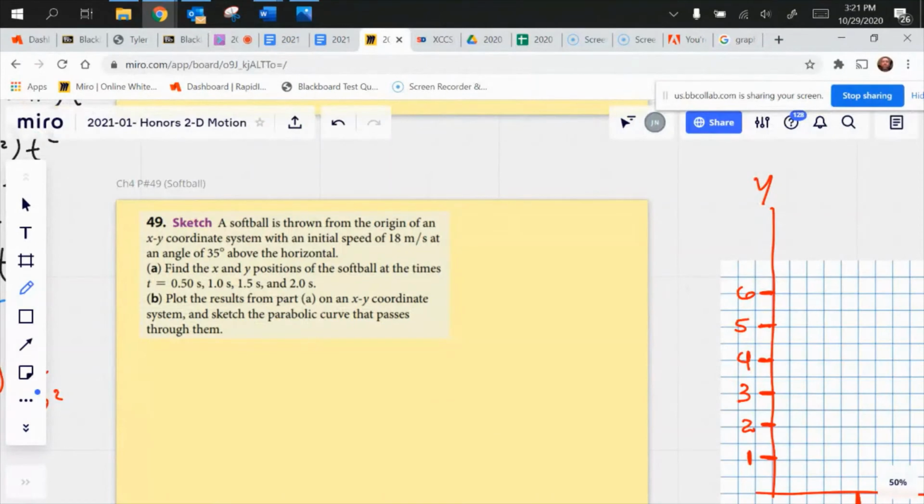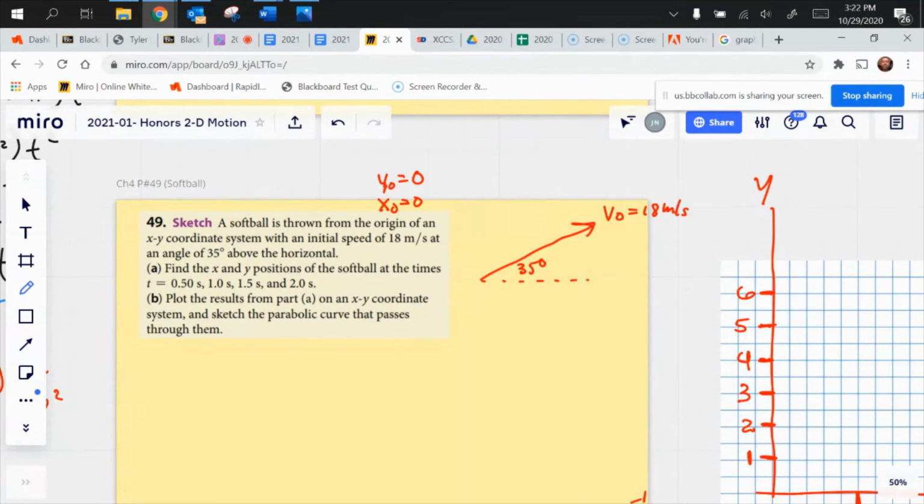All right, everybody, in number 49, we talk about a softball thrown from the origin, which means that the initial x and the initial y is going to be 0. And we say it's thrown from the origin with an initial speed of 18 meters per second and an angle of 35 degrees above the horizontal. So horizontal, of course, like this, 35 degrees above the horizontal will be something like that, initial velocity of 18 meters per second, and 35 degrees above the horizontal.